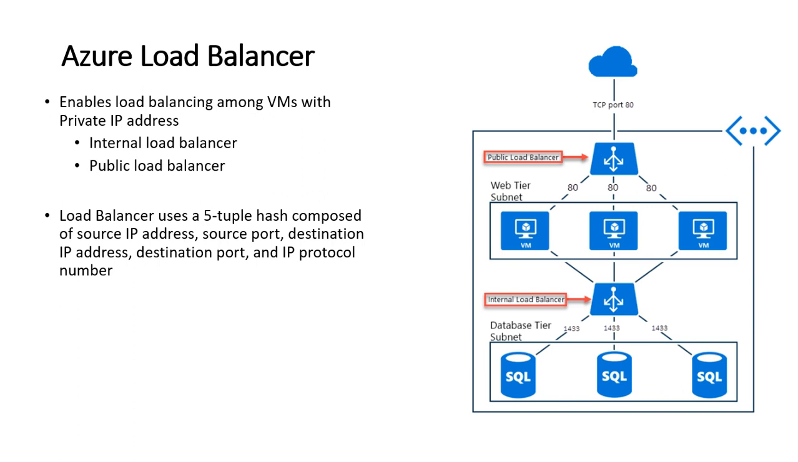It works on the 5-tuple hash algorithm, where it checks the source IP, source port, destination IP, destination port, and the IP port number that has been allowed. For example, if you want to load balance port 80, port 443, or any other port that you want to load balance.